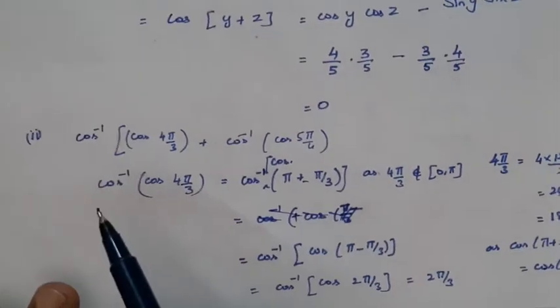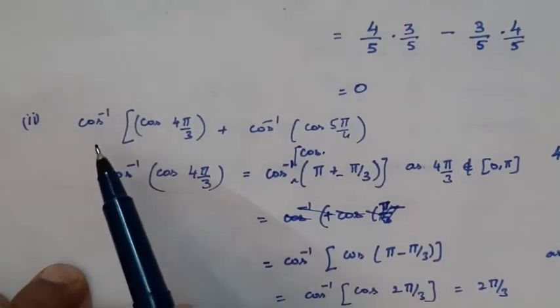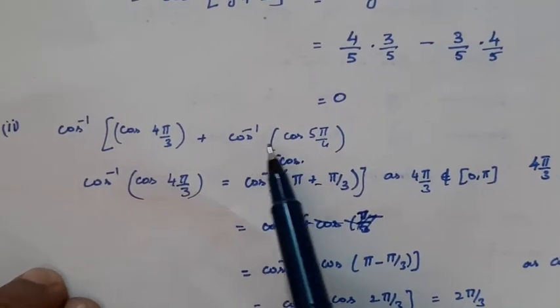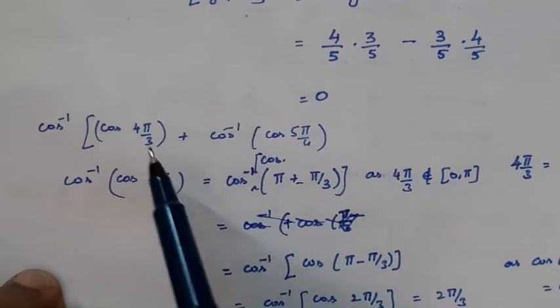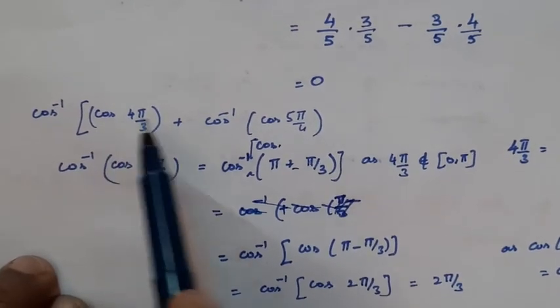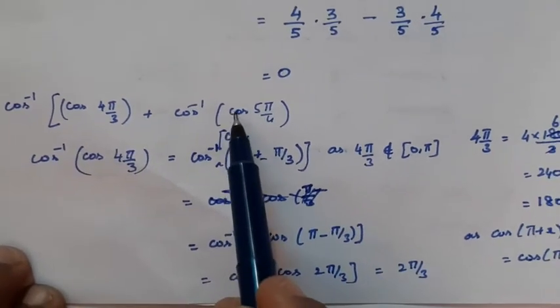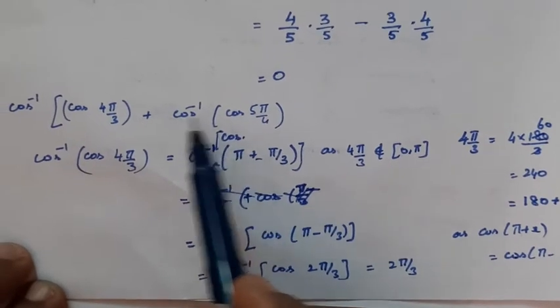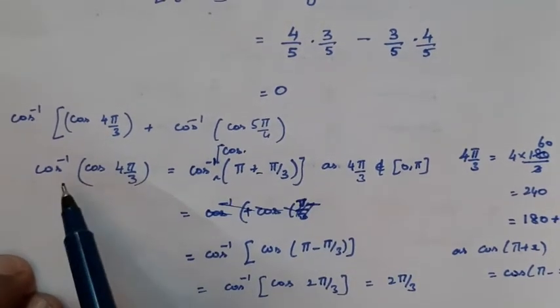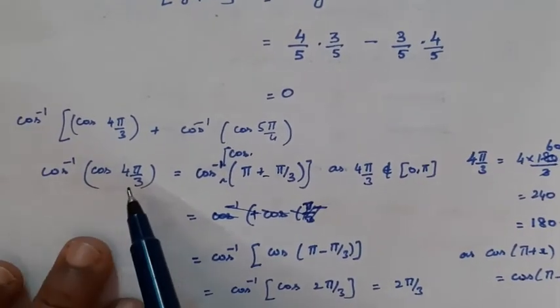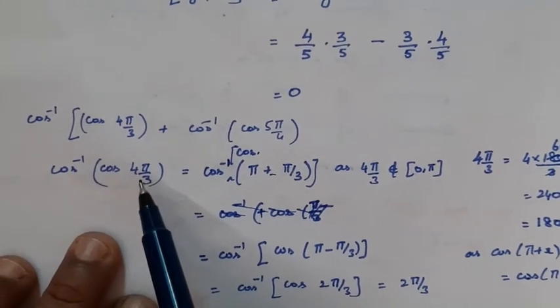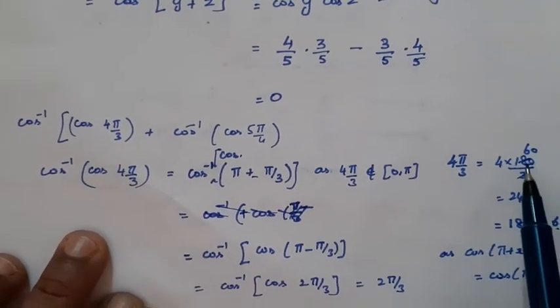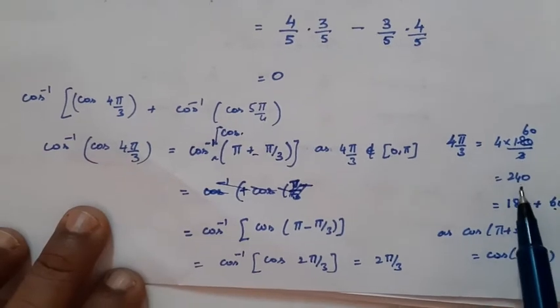Then the second subdivision: cos inverse of cos 4 pi by 3 plus cos inverse of cos 5 pi by 4. So let us find the value of the first term and the second term separately, and then add them up. The first term is cos inverse of cos 4 pi by 3. Now look at this angle 4 pi by 3. What is 4 pi by 3? 4 into 180 by 3, that is 4 into 60, 240.